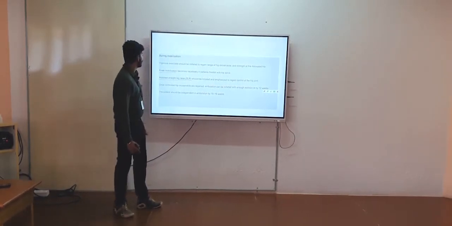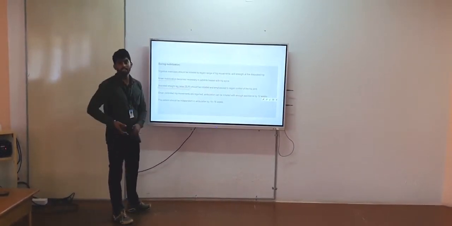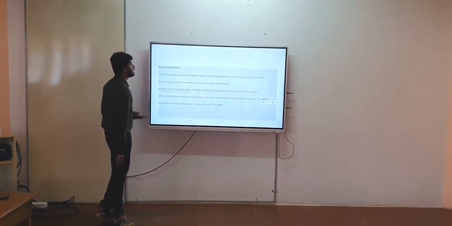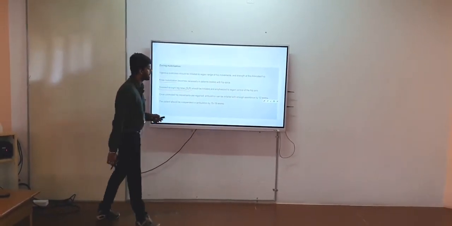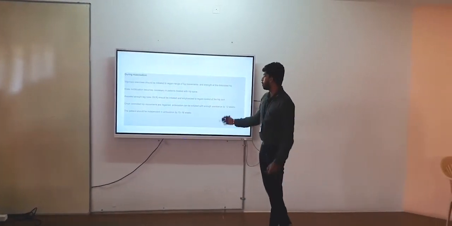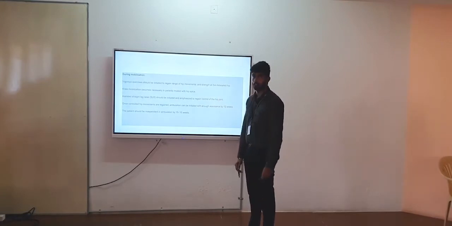So we start with assisted straight leg raising so that the muscles get activated. It should be initiated and emphasized to regain control of the hip joint. Once control of the hip movement is regained, ambulation can be initiated with enough assistance by 12 weeks.